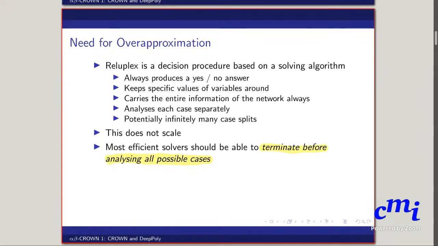but as we saw, practically it has not scaled up as much as the techniques that AlphaBetaCrown are based on have scaled up, and we'll see the reason why.